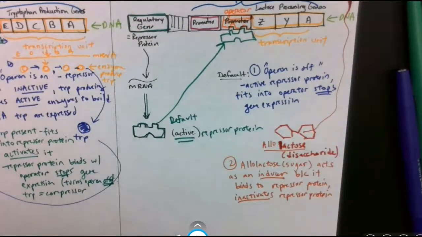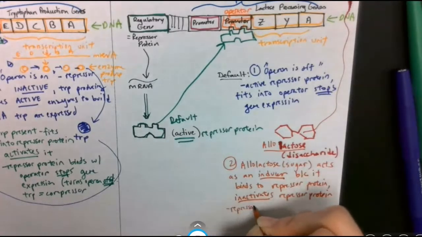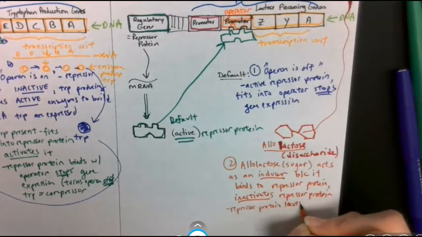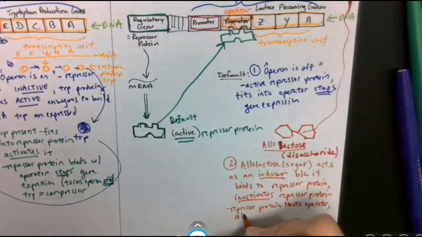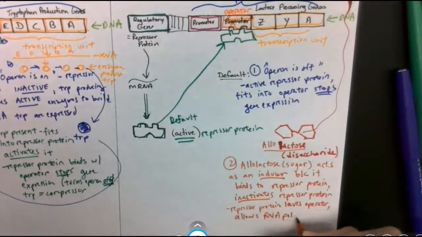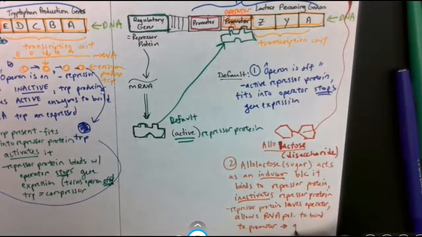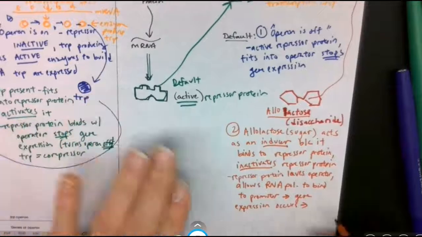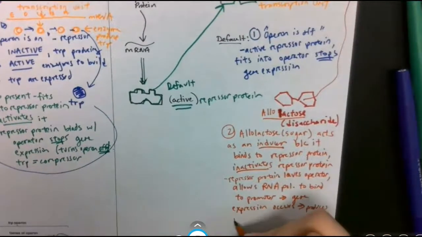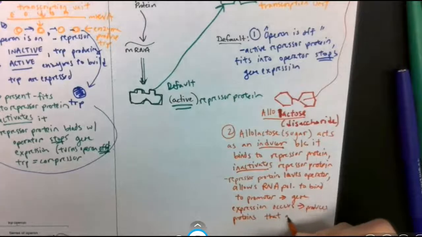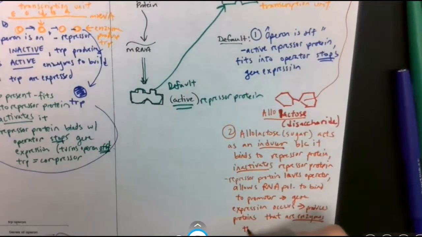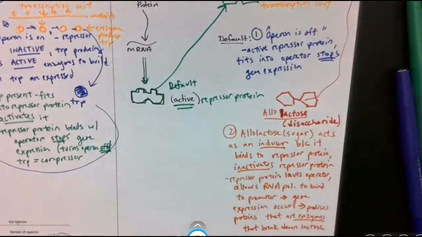In this way, the repressor protein is going to leave the operator, which allows RNA polymerase to bind to the promoter, and then gene expression occurs. This produces proteins that are enzymes that break down lactose. So that's a lot of writing. Let's show it in the picture.